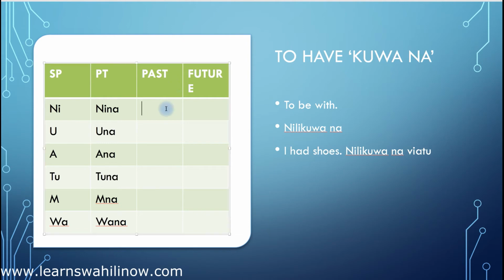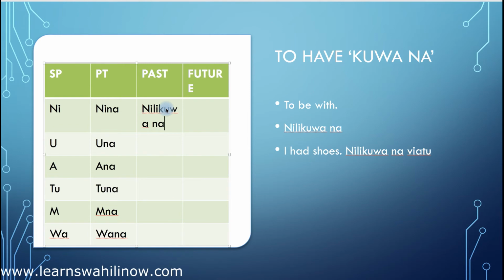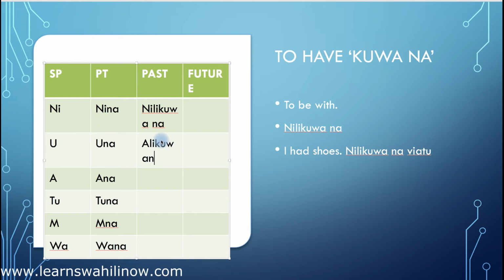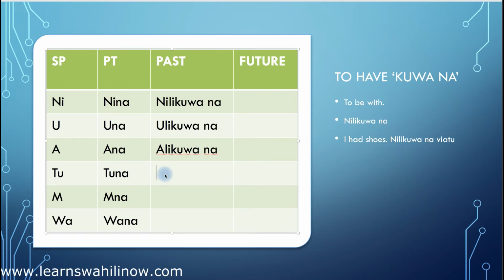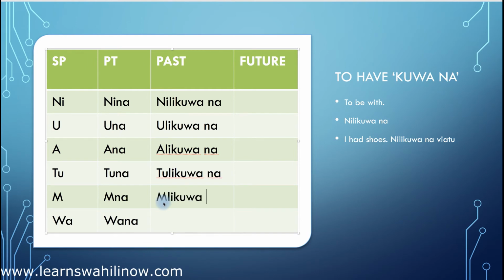So let us say nilikuwa na, ulikuwa na, alikuwa na, tulikuwa na, mlikuwa na, and walikuwa na.